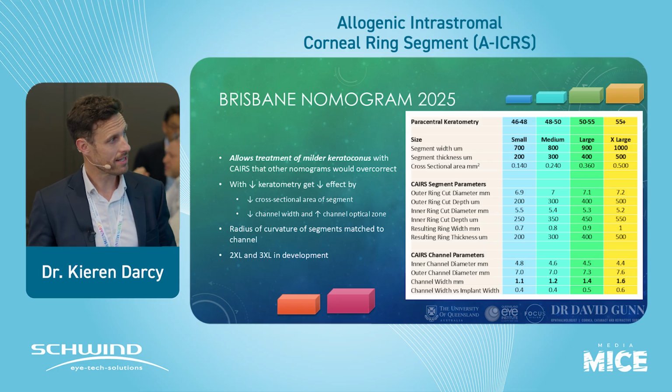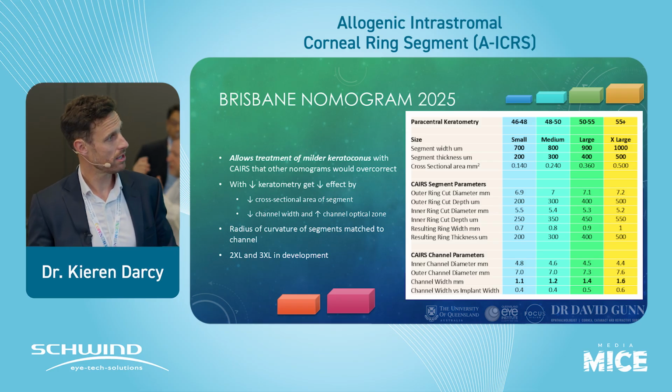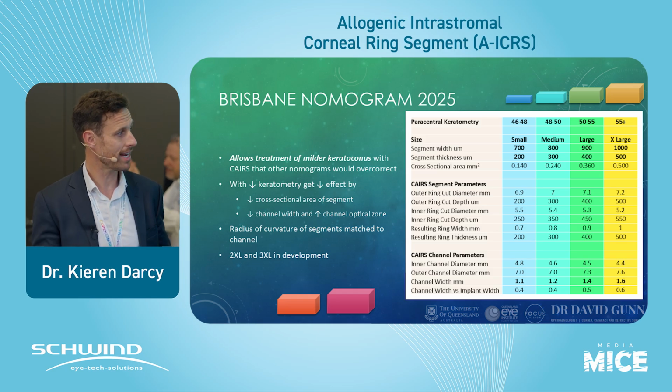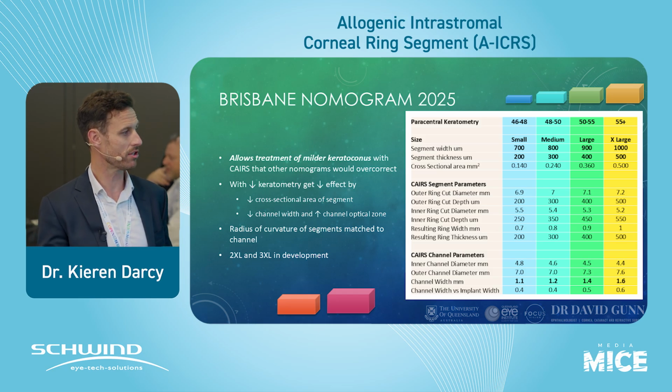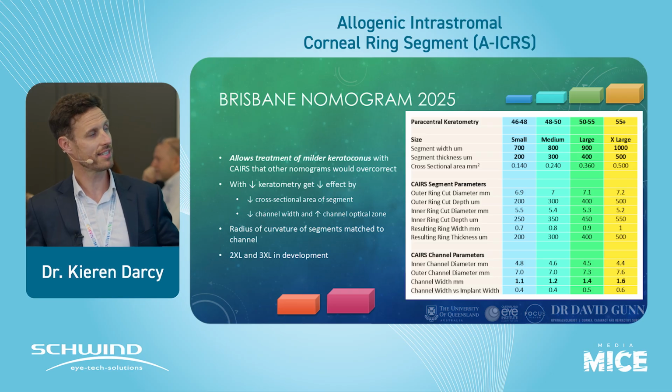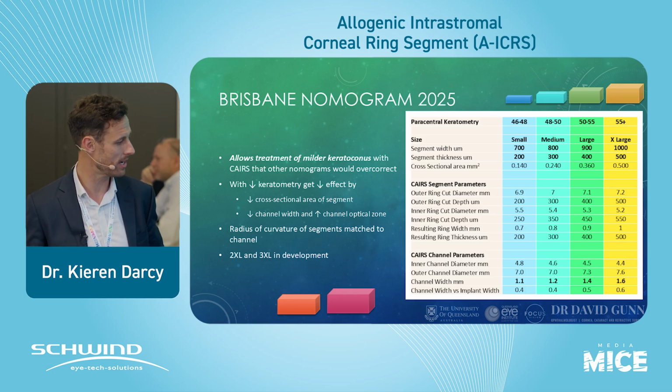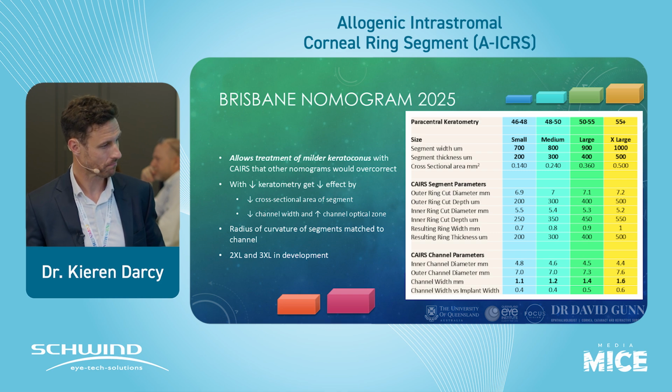But again, Dave and Brendan in Australia have been trying to develop a more customizable nomogram where the cross-sectional area of the segment, the channel width and the optical zone that we're using are more customized to the actual degree of keratoconus and the shape of the cone that we've got. By having different segments that we can insert in different sizes, it allows a lot more customization in the way we can deliver the care we want.